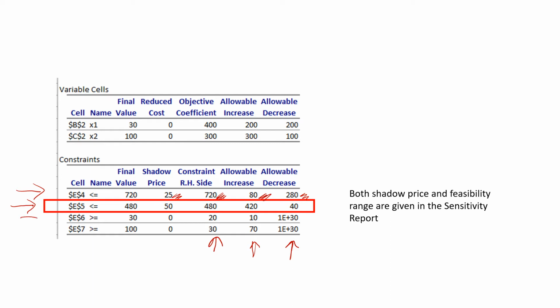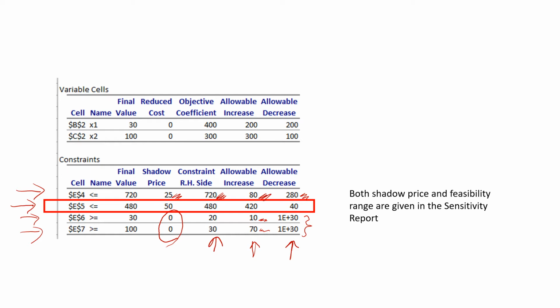What about the last two constraints? Those are non-binding constraints. So around our point of optimality, it doesn't matter what we do with them. They can change, they can go up, they can go down. It's not going to impact my optimal point. And again, we have increases and decreases. So we can increase our third constraint by 10 without it having a difference. We can increase our second constraint by 70 before it makes a difference.